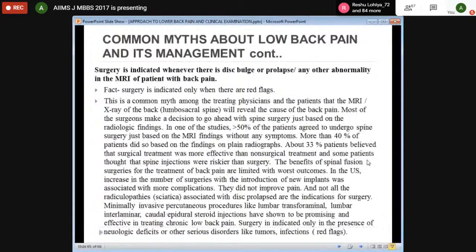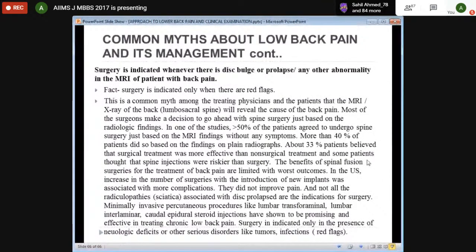Next, surgery is indicated whenever there is a disc bulge or prolapse or any other abnormality on the MRI of a patient with back pain. This is again a very huge myth prevalent in the Indian population. Surgeries are indicated only when there are red flags. Remember all those red flags, the neurological symptoms, tumors and all those things. Only in those cases is surgery indicated, when the patient has actual neurological symptoms. Otherwise, surgery is not usually indicated.